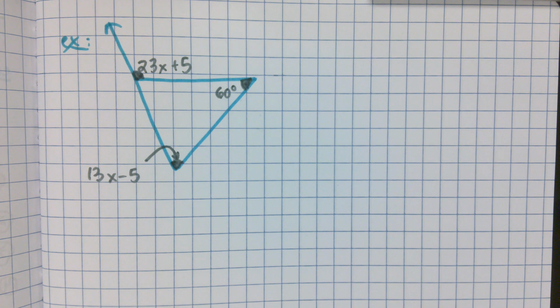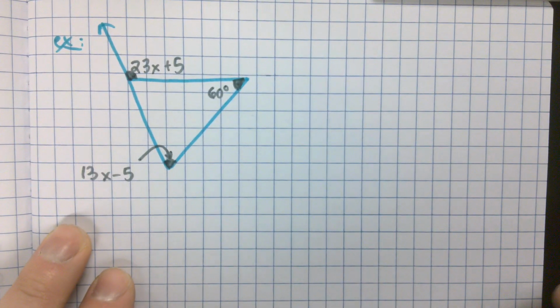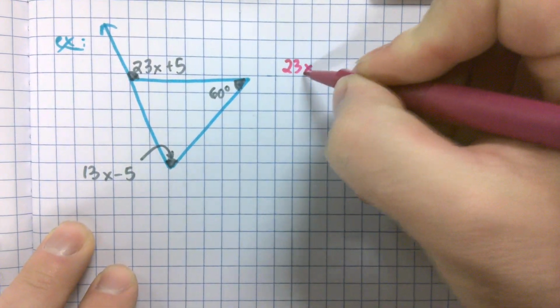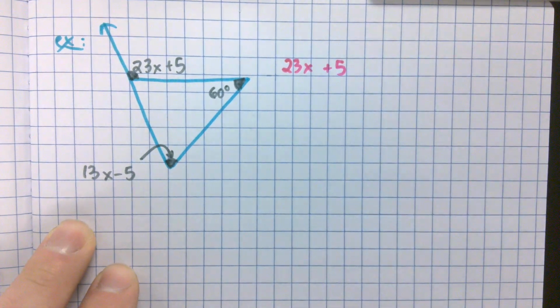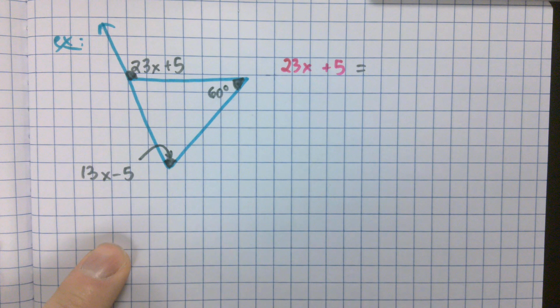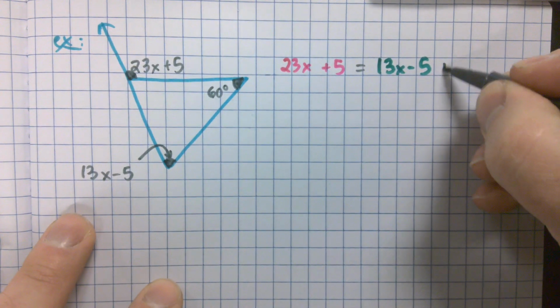Nice. Perfect. It looks like we're all on the same page. Let's take a look real quick. We'll go over this, guys. What's my exterior angle here? 23x plus 5. That's my D. Equals. What's my A? 13x minus 5. And what's my B? 60.